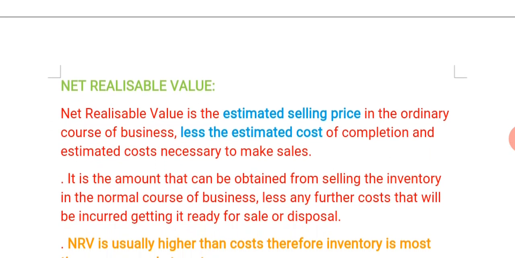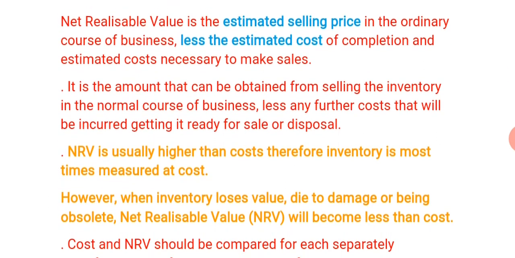And it says, another definition here, it is the amount that can be obtained from selling the inventory in the normal course of business, not to your friend, not to your brother, not to your sister, where you can reduce the price. Okay, give me 50%, give me three quarters of the price. Less any further cost that will be incurred getting it ready for sale or disposal. And we have points to note here. NRV is usually higher than cost, therefore inventory is most times measured at cost.